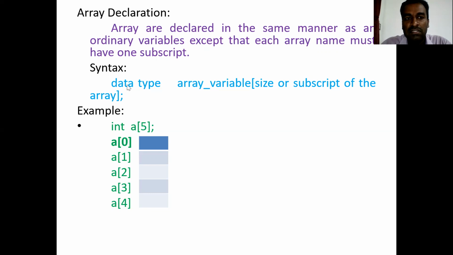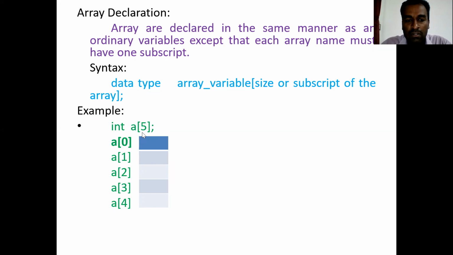So what is the syntax of array declaration? First we give the data type, then the array variable, and the size or subscript of the array. For example, here we have given int A of 5. So int is the data type, A of 5 is the array, A is the array name and 5 is the size. So here we can only store up to 5 elements.